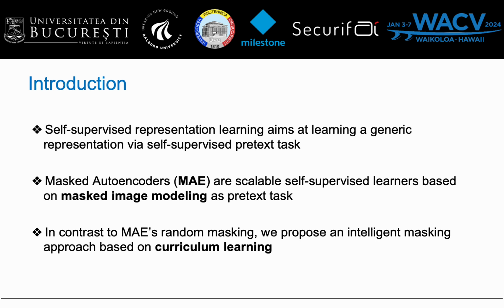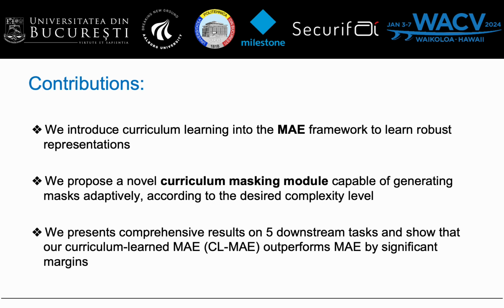In this paper, we present a novel approach to self-supervised representation learning, which is a powerful technique for acquiring a generic representation of data while solving a self-supervised pretext task. Mask autoencoders are a popular approach that learns such a scalable generic representation by reconstructing mask tokens from an image. Our approach is based on MAE. However, unlike random masking as used in the MAE, we proposed an intelligent masking scheme using curriculum learning.